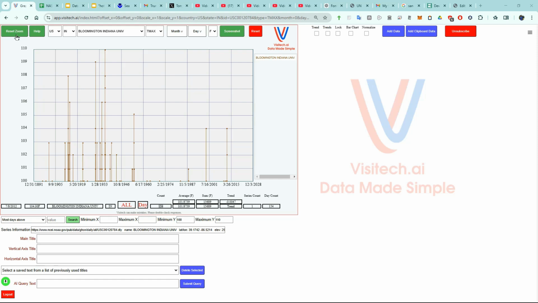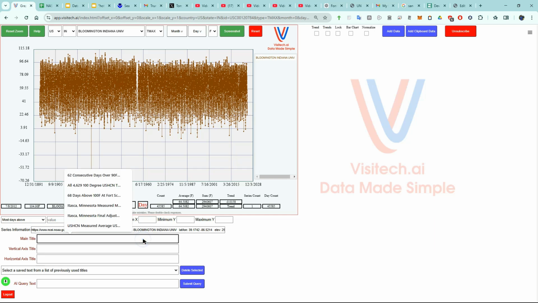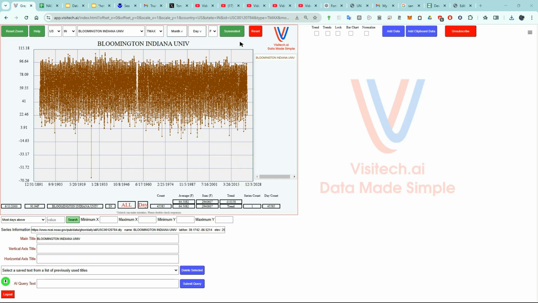Now I'm going to reset the zoom so that we're looking at all of the data for Bloomington. I'm going to enter a title for this graph by copying and pasting from here. Now I'm going to take a screenshot, and I will explain in a minute why I did that. It's easier to understand this data if we graph it by year, so I'm going to click on the microphone button. Graph by year.